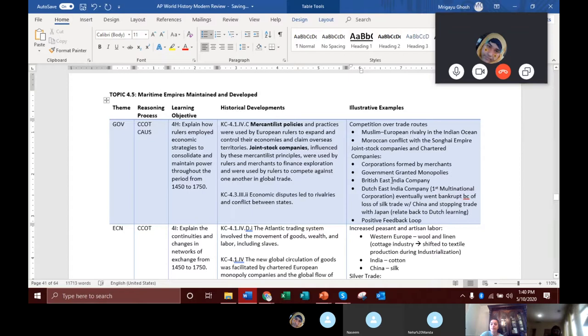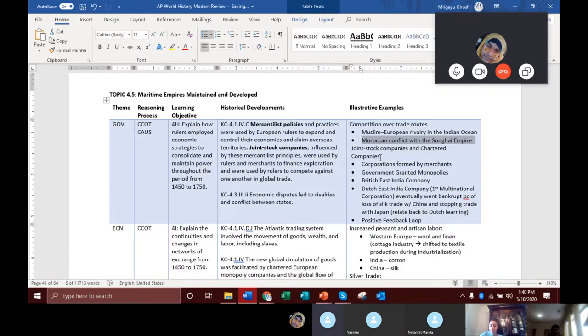Okay. And then, of course, we have our British East India Company. And then we have government-granted monopolies, corporations. And then competition, we're looking at Muslim-European rivalry in the Indian Ocean. And then we have the Moroccan conflict with the Songhai Empire. That's not something we talked a lot about. We can search it up again just to get familiar with it at least. You can also put the London rivalry.